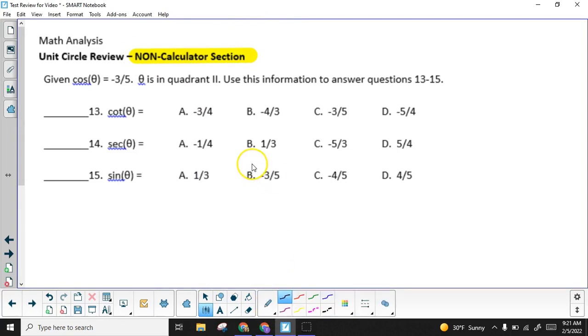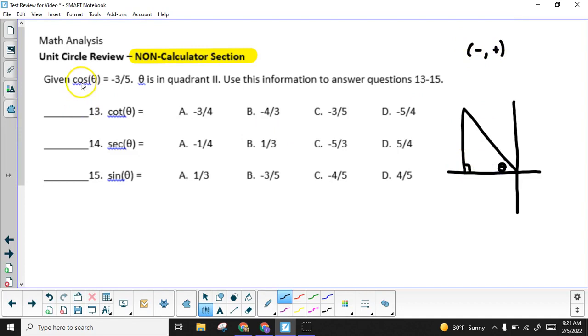Okay, for questions 13, 14, 15, it says given cosine of theta equals negative 3 over 5, theta is in quadrant 2. Use this information to answer questions 13 through 15. We're in quadrant 2, so let's draw an angle in quadrant 2. It doesn't have to look perfect, but here's our angle in quadrant 2, here's our theta, here would be our right angle.